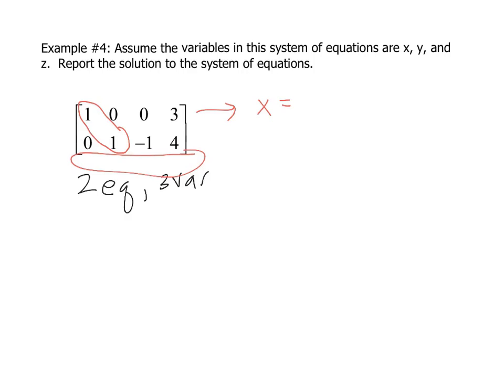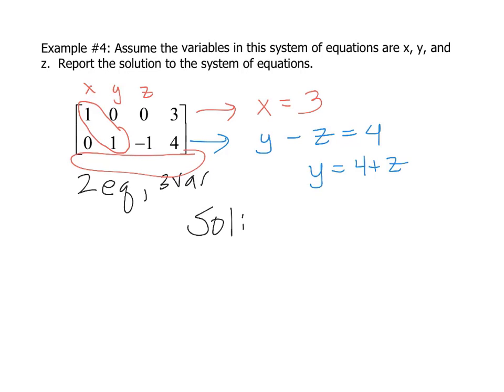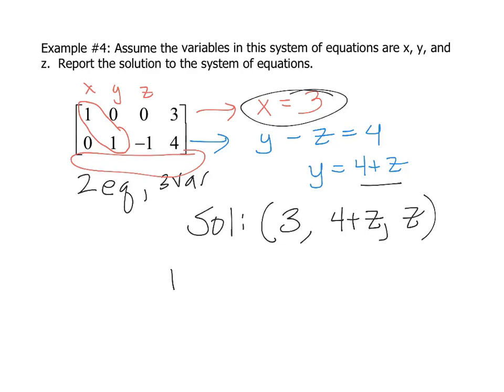The first row tells me 1x plus 0y plus 0z equals 3. And my second row tells me y minus z is 4. So we could solve this for y. y is 4 plus z. Here's another situation where we're going to have infinitely many possibilities. My x coordinates are always going to be 3. My y coordinates are going to follow this pattern. They're going to be 4 more than our z value. So once again, we have infinitely many possibilities.